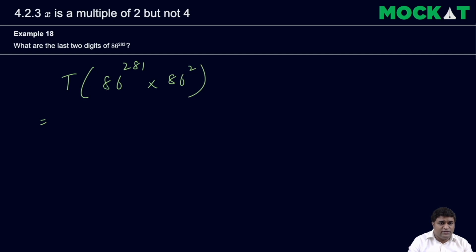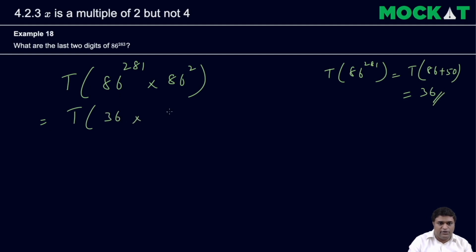So the last two digits of 86 power 281, this 281 is in the 40k plus 1 format. So it's going to be the last two digits of 86 plus 50. That comes to 136. So 36 become the last two digits for this, into 86 square. So what's 86 square? 86 into 86. 6 sixes are 36, 3 carry up, 48 plus 48 is 96, and I get 96. Once again, the carry up and all I'm not bothered about. It's just the last two digits which I want here.